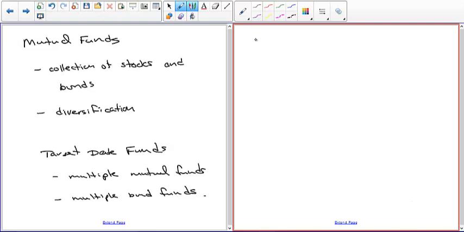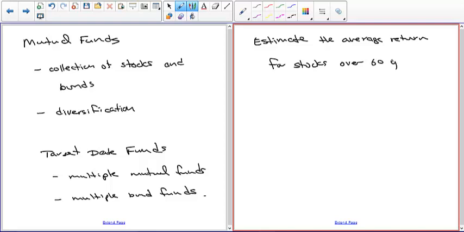I may ask, what is the estimate? It doesn't have to be exact. Estimate the average return for stocks over, say, 60 years. And we were saying that was about 10%. Whereas something like savings accounts are significantly less than that.